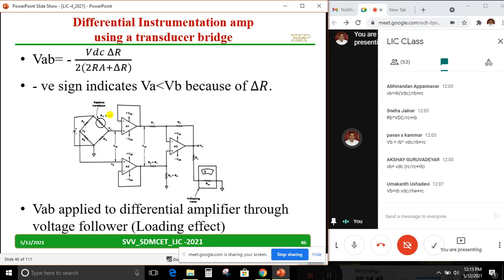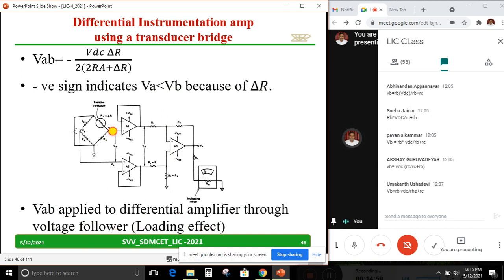So this is what we have taken from the previous slide. VAB equal to, negative sign indicates VA is less than VB because of delta R. This is a circuit which is there in your notebook. VAB is applied to the differential amplifier through the voltage follower to avoid the loading effect.